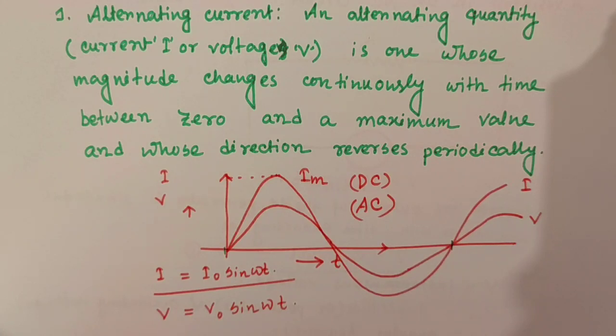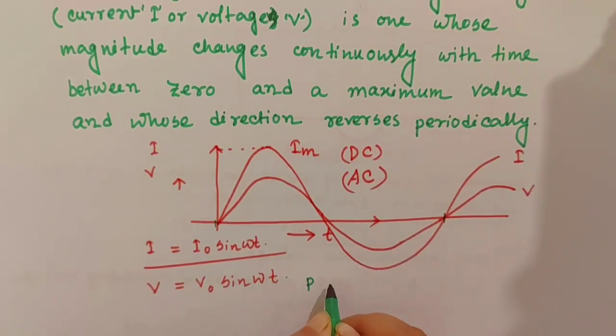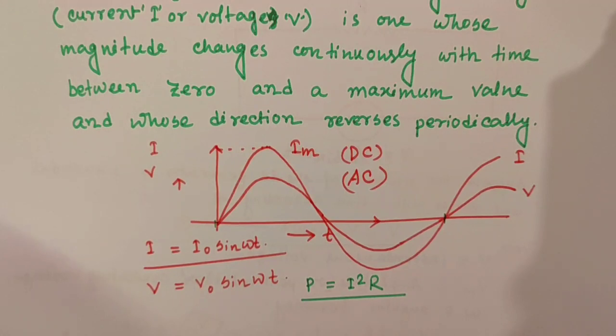Okay. To discuss it quantitatively, we recall that the rate at which electrical energy is converted to heat in a resistor, which is the power P, is given by I square R. We know P is equal to I square R, where I is the instantaneous current in the resistor. Since the heating effect of a current is proportional to the square of the current, it makes no difference whether the current is direct or alternating.